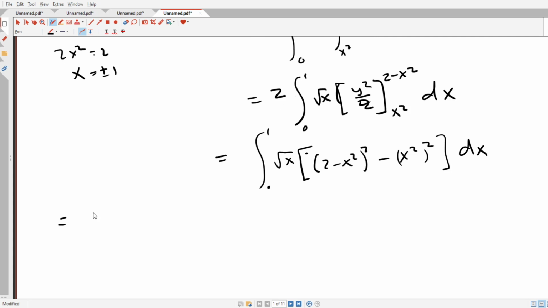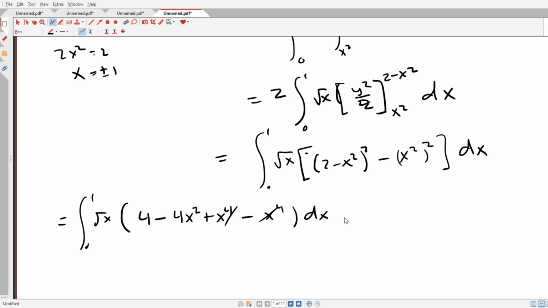And then working this out, I have the integral from 0 to 1, root x times, that's going to be 4 minus 4x squared plus x to the 4th minus x to the 4th. Those cancel. And then I'm finally left with, let's see, I can factor a 4 out. Integral from 0 to 1 of root x minus x to the 5 halves dx.